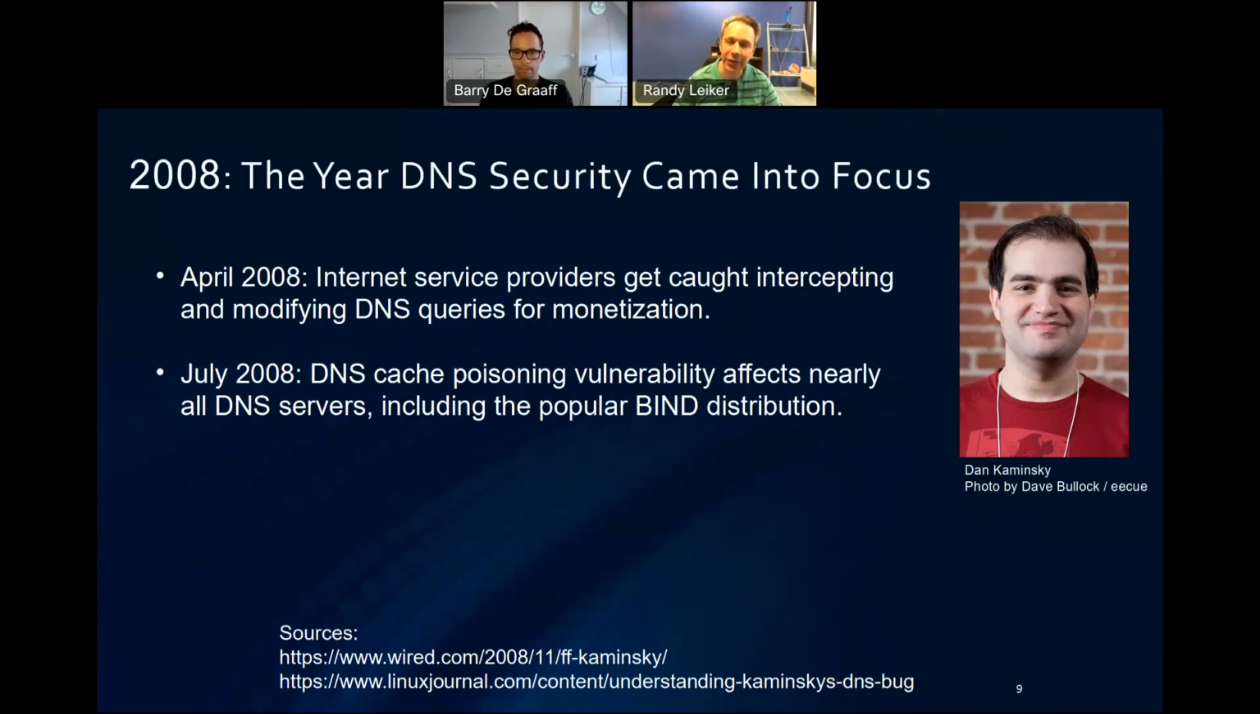The simplicity of these exploits in 2008 brought new attention to just how easy it was to poison a DNS server's cache and to manipulate answers to DNS queries. This began to finally raise awareness among domain owners and service providers of the importance of using DNSSEC.